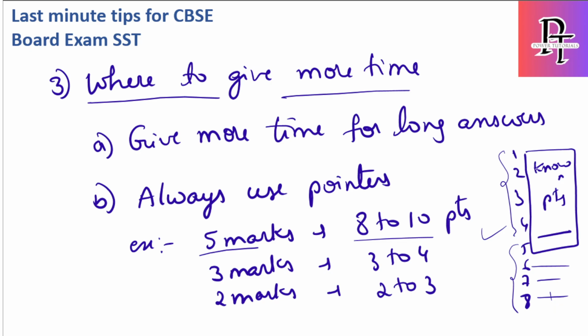And for political science and economics, underline the phrases which you are confident are exactly present in the NCERT textbook. Underline those phrases and points. For 3 marks and 2 marks also, if you remember only 2 points confidently, write those important points first, then write the other 2 points related to the chapter at the ending. But the first points are very important.